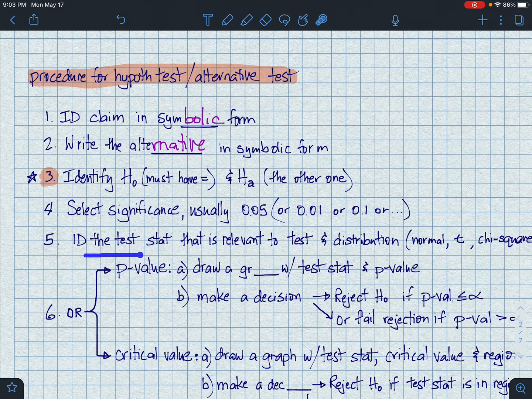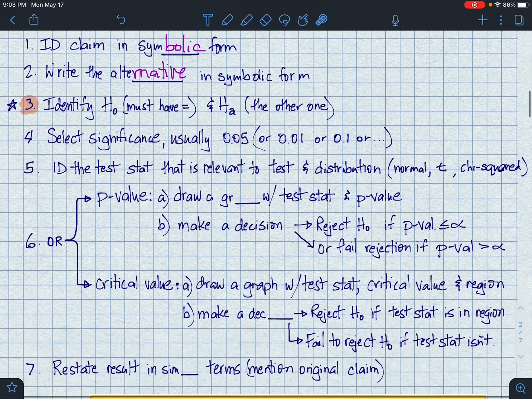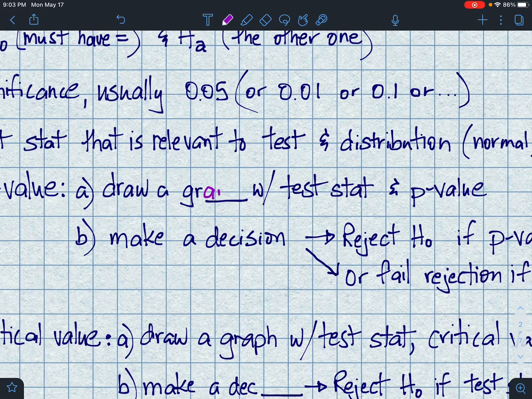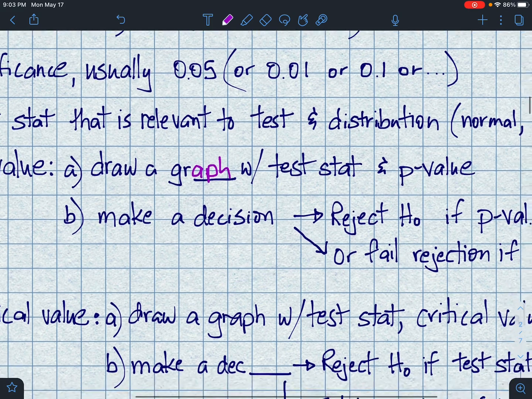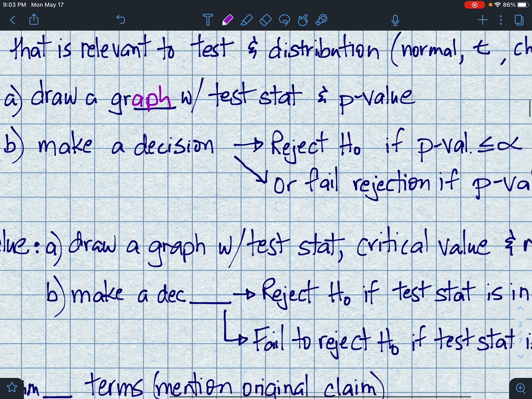Fifth, this is probably the easiest part of it, is you identify the test stat that you need to work on. And there's 4 options. Looks like there's 3 here, but there's actually 4 of them. Now here comes the tricky part. You have 2 options, and again, you can go either way, whether you do the p-value or the critical value. You need to be comfortable doing both. In both options, you will graph with the test stat and the p-value. Then you make a decision.